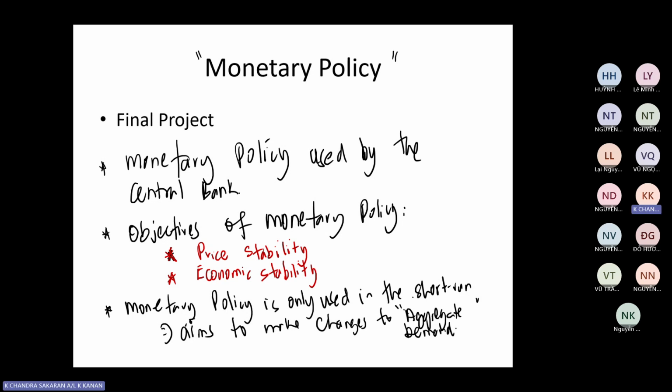And this is short run. Why in the long run can we not use monetary policy? Anyone? Why in the long run are we unable to use the monetary policy? Who can give the answer? Why is monetary policy not suitable for the long run?